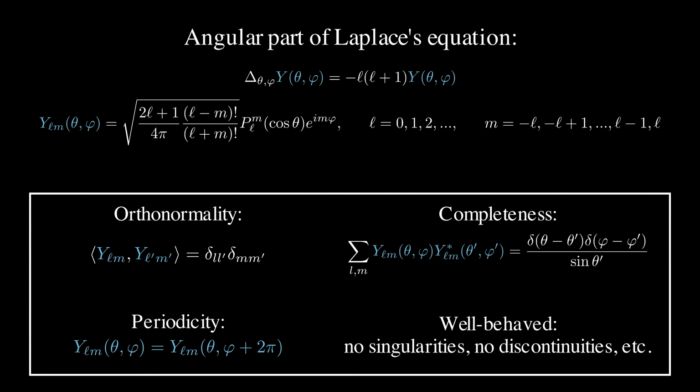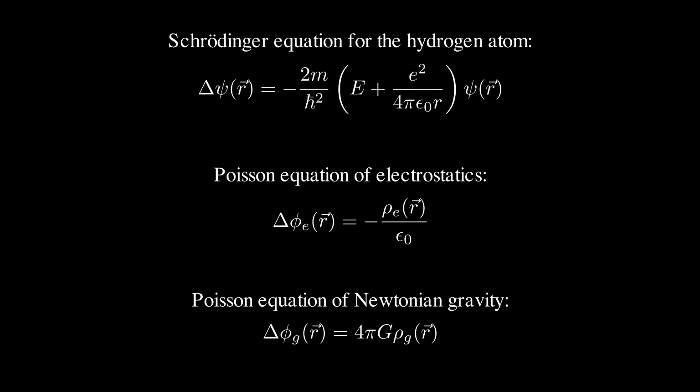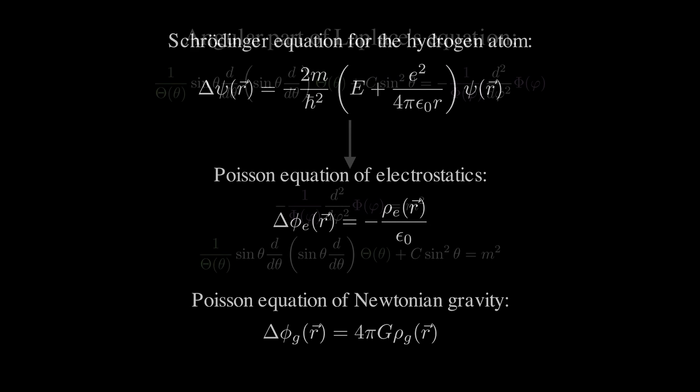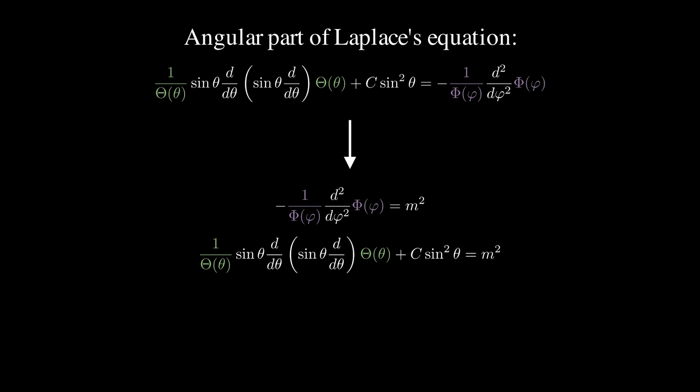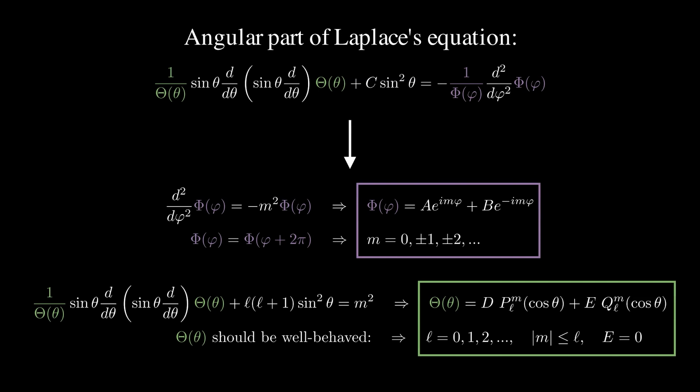They emerge naturally as the eigenfunctions of the angular part of the Laplace operator, which uniquely defines them and ties them directly to a wide range of physical problems, such as the Schrödinger equation for the hydrogen atom or the Poisson equation of Newtonian gravity or electrostatics. The indices L and M appeared as constants in our separation of variables ansatz that we applied twice. To ensure finite, unique, continuous, and periodic solutions, L and M are only allowed to take certain integer values.